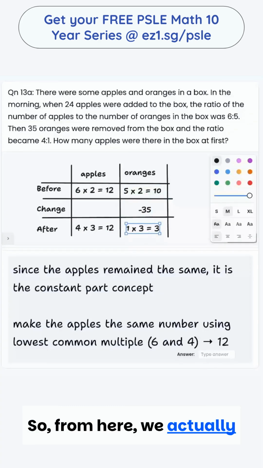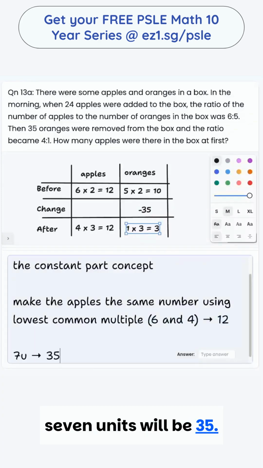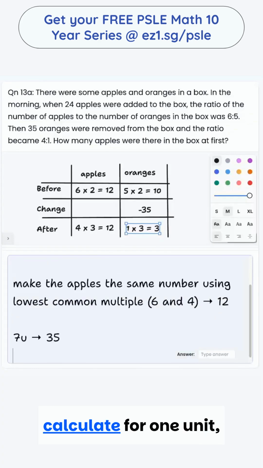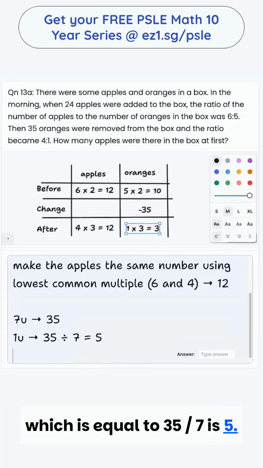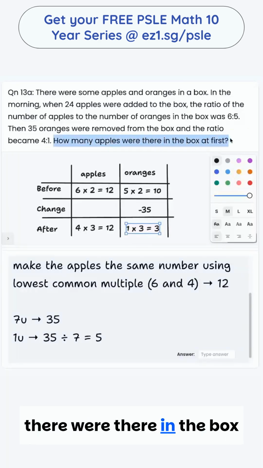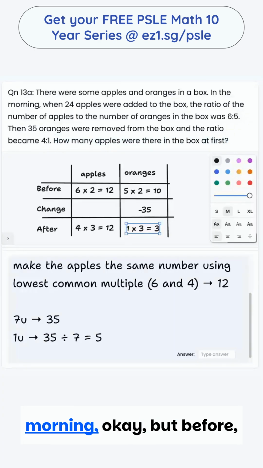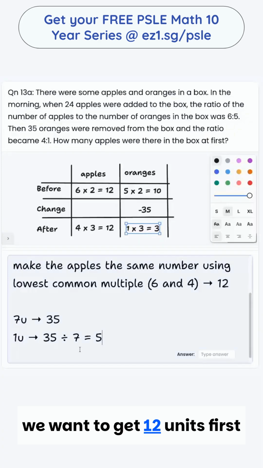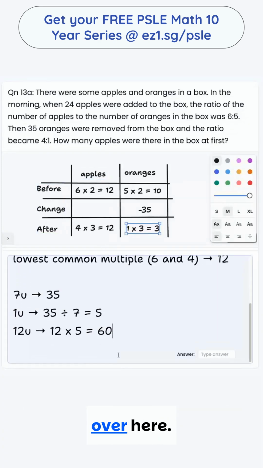So from here, we can create the equation. The difference or the change here will be 7 units, which is 35. Then we can calculate for 1 unit, which is 35 divided by 7, which is 5. Now the question asks how many apples were there in the box at first. But before that, we want to get 12 units first, because we want to find the apples before, which is 60 over here.